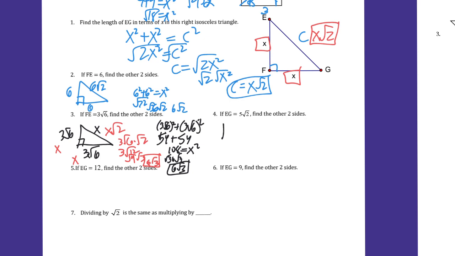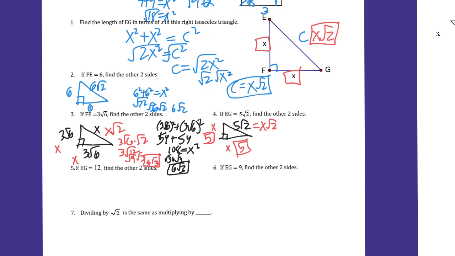Now they're giving us EG is 5 root 2, and they're asking what would be the sides? Here we go. If you know this side is going to be x, and this side is going to be x, and this equals x root 2, you could solve that equation by dividing both sides by the square root of 2, and you get x equals 5. So you know each of these sides has to be 5.